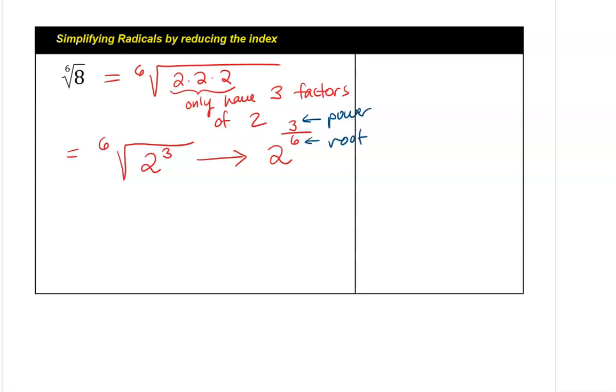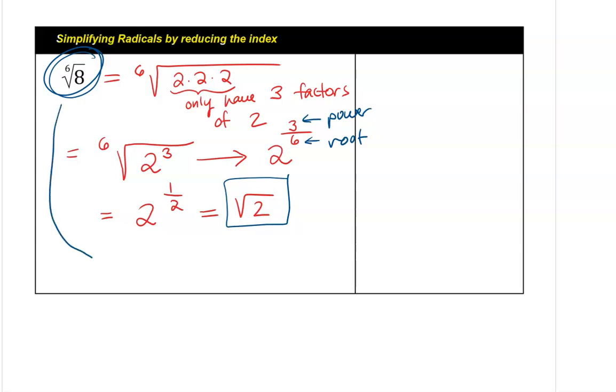So then that's like saying, oh, that's the same thing as 2 to the 1/2 power, because the 3 over 6 is the same as a 1 over 2. So actually, that's just the square root of 2. So now that we have skill 5, if ever you come across something like this, a 6th root of 8, we would want you to be able to get that all the way down to a square root of 2.